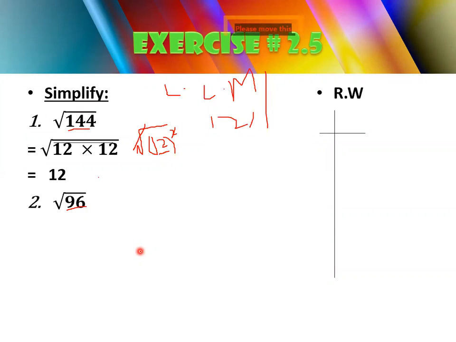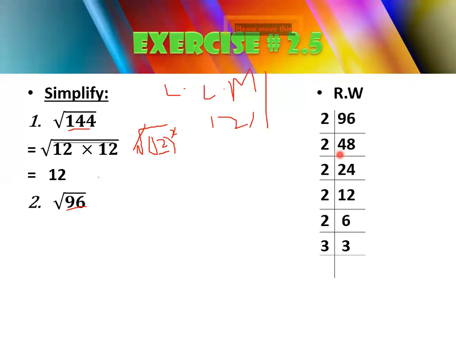So what will be the LCM of 96? After dividing 96 by 2, you will get 48, then 2 into 24 gives 48. Then 2 into 12 will be 24. Then 2 into 6 will be 12, and 2 into 3 is 6, and 3 into 1 is 3. Okay, so now these are the factors of 96: 2 multiplied by 2 multiplied by 2 multiplied by 2 multiplied by 2 multiplied by 3. So you will write all these factors inside this radical symbol, just like this.